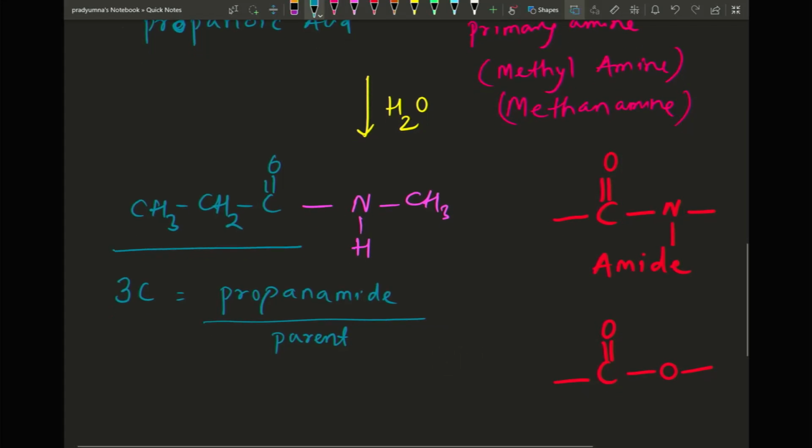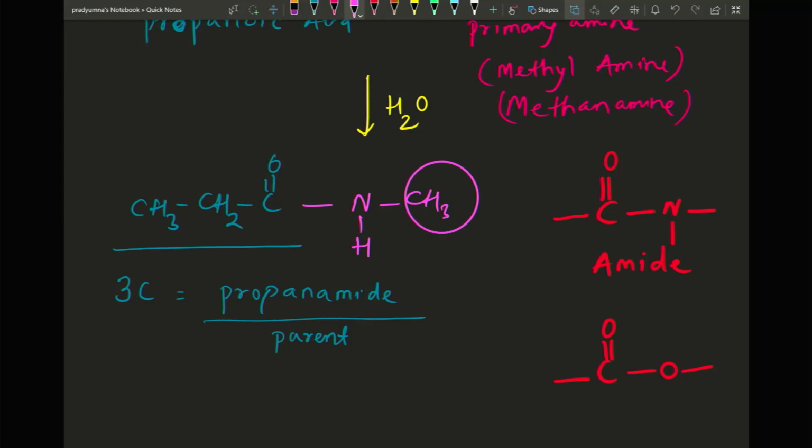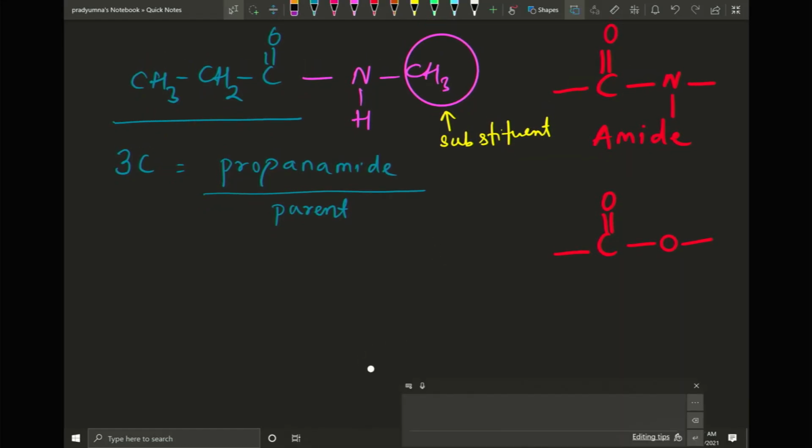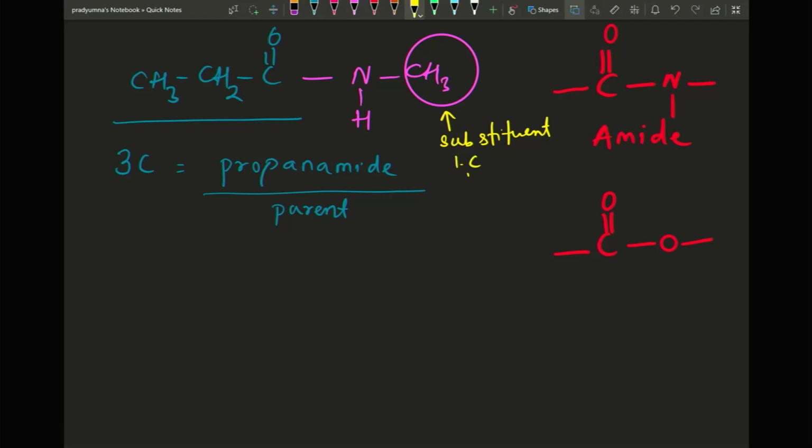Okay, what is the substituent here? So now the nitrogen doesn't have hydrogen anymore. It has a methyl group. So this group is going to act as a substituent. So what we're going to do is write this as a substituent. It has one carbon atom. One carbon atom is meth. And when an alkyl group is a substituent, we call it methyl. So the actual name would be methyl propanamide.